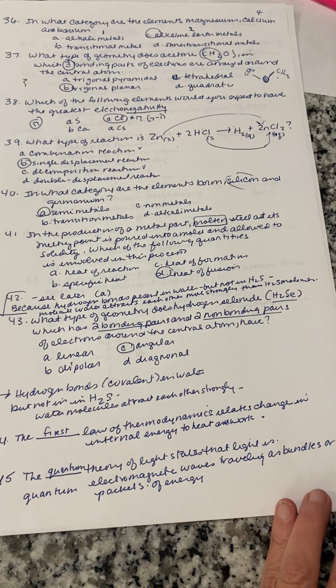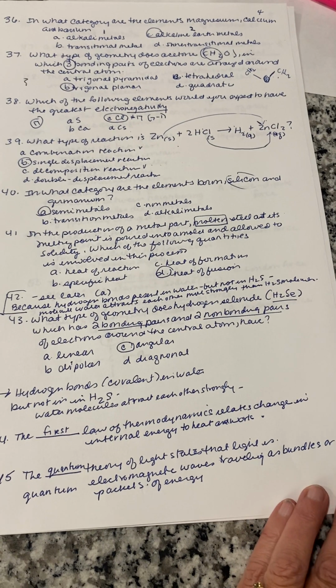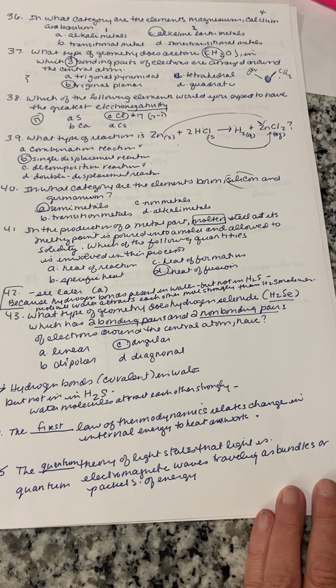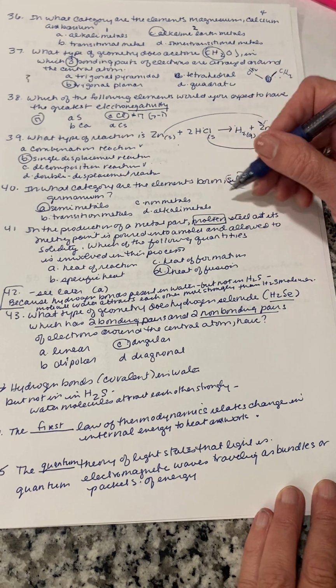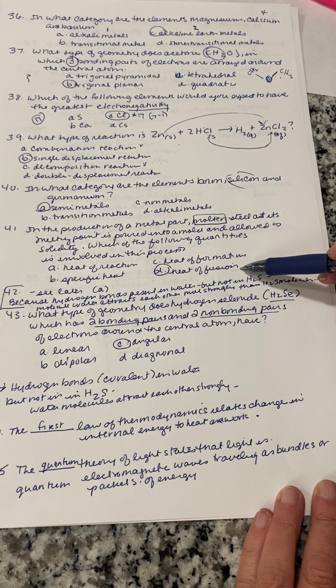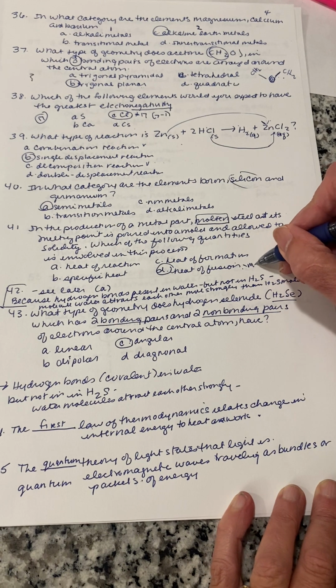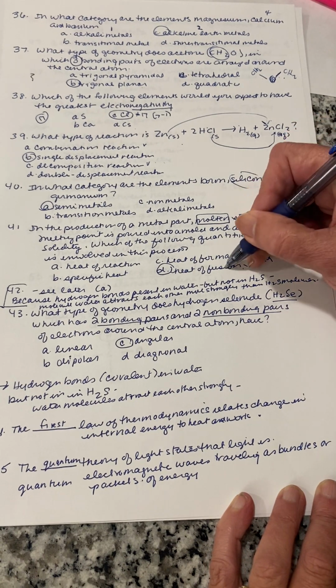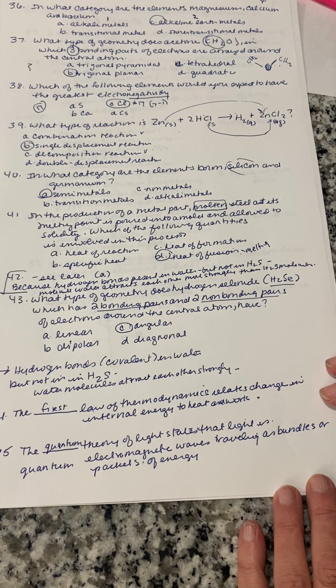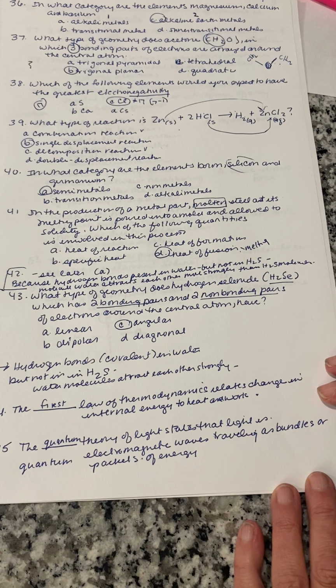Number 41. In the production of a metal part, molten steel at its melting point is poured into a mold and allowed to solidify. Which of the following quantities is involved in this process? The key is melting. Molten means melting. So heat of reaction, specific heat of formation, or heat of fusion. Heat of fusion is always melting. So molten would be heat of fusion. I'm going to skip 42 right now and go on because I don't have it all written here.